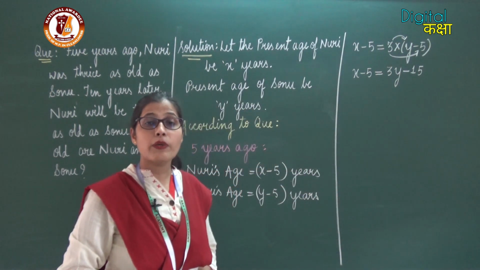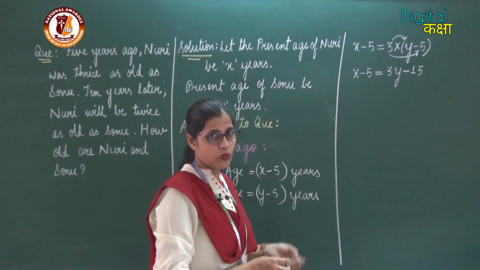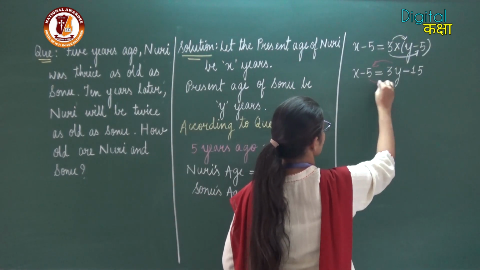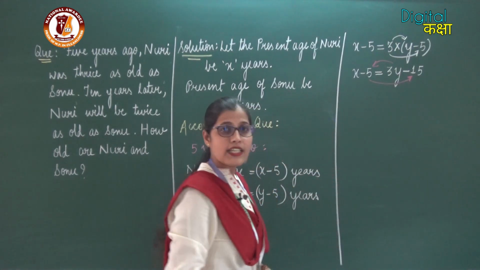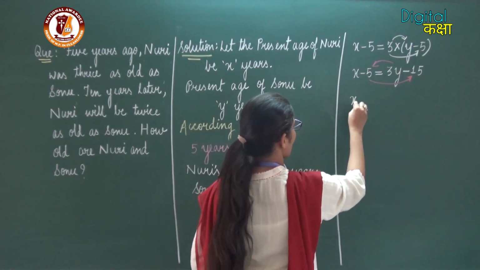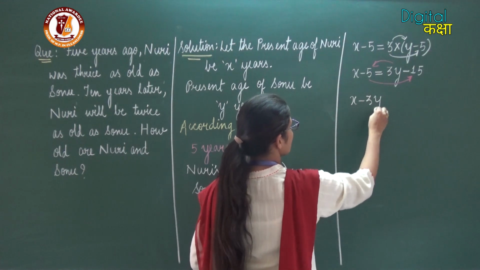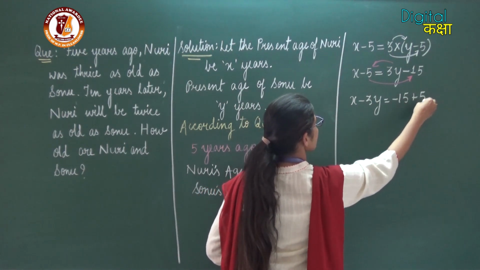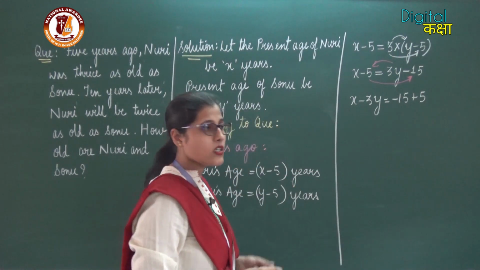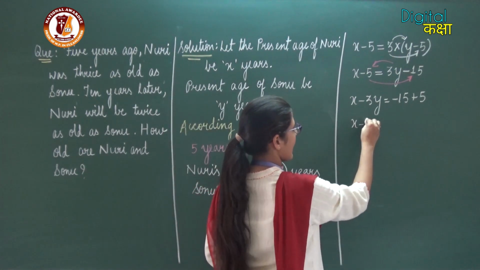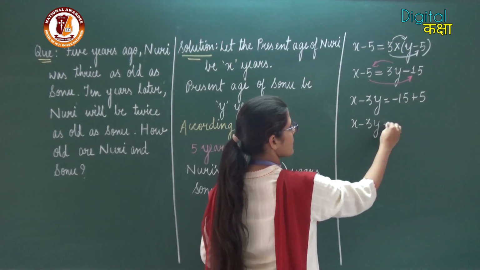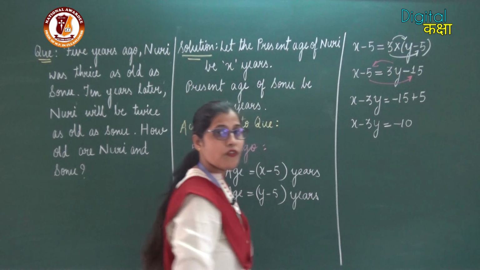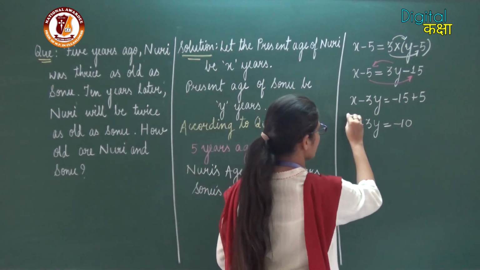Now, we will be shifting the variables on one side and the constants on another side. So, let us shift the variables on the left hand side and the constants will be shifted on the right hand side. It will be simplified as x minus 3y equals minus 10. We will mark it as equation number 1.